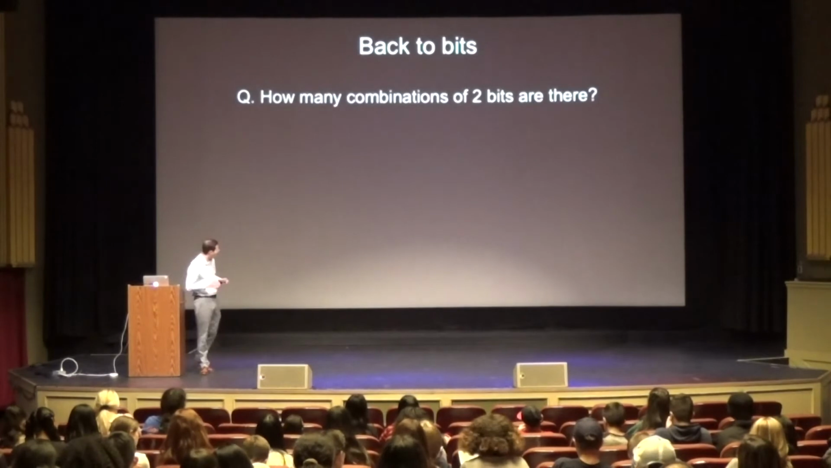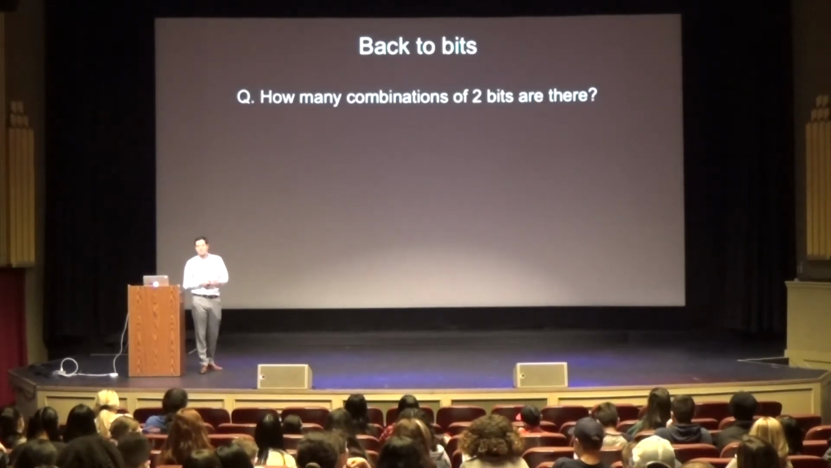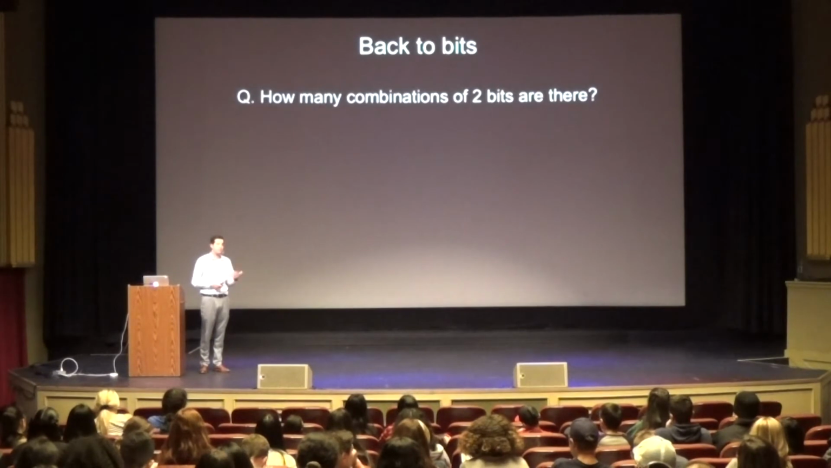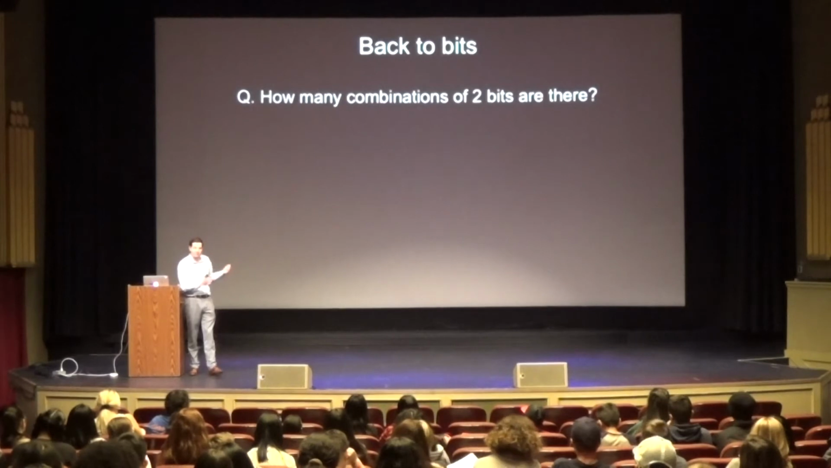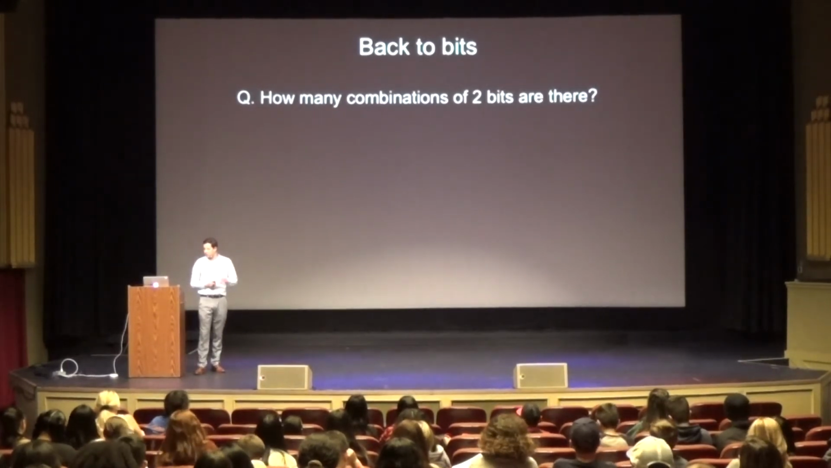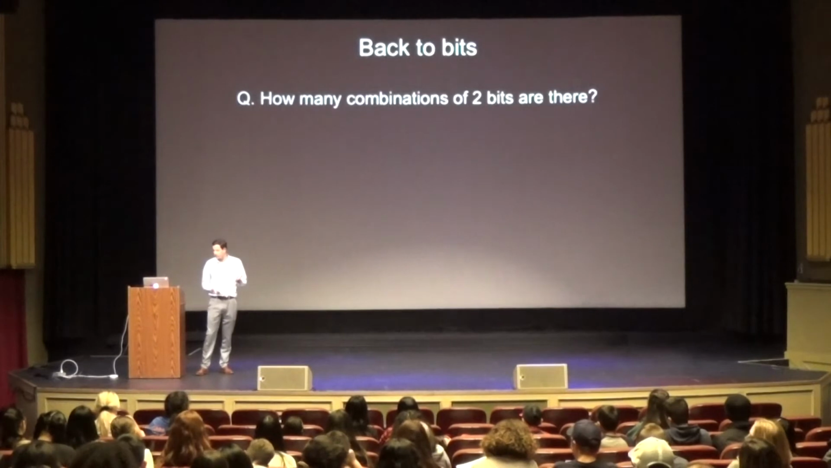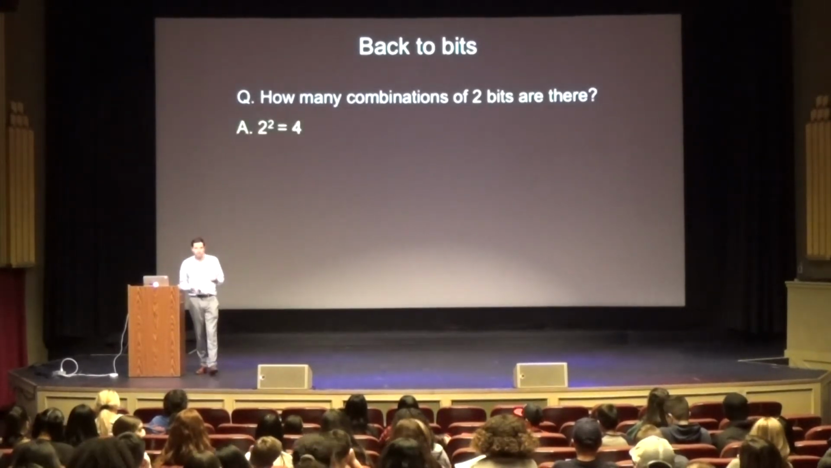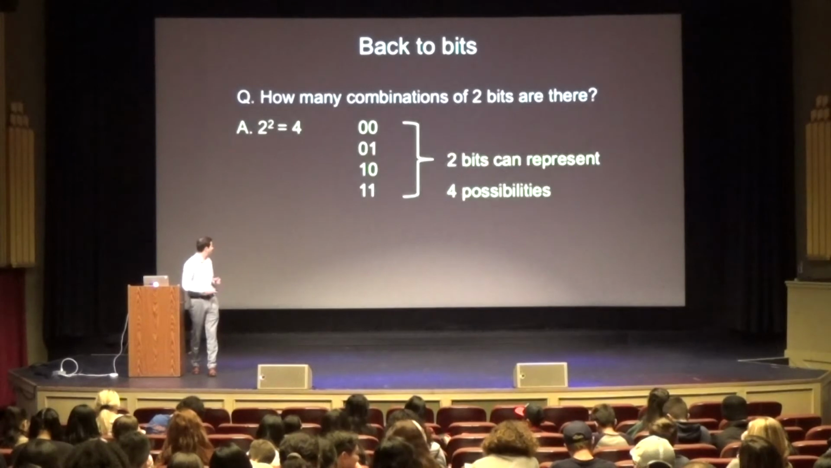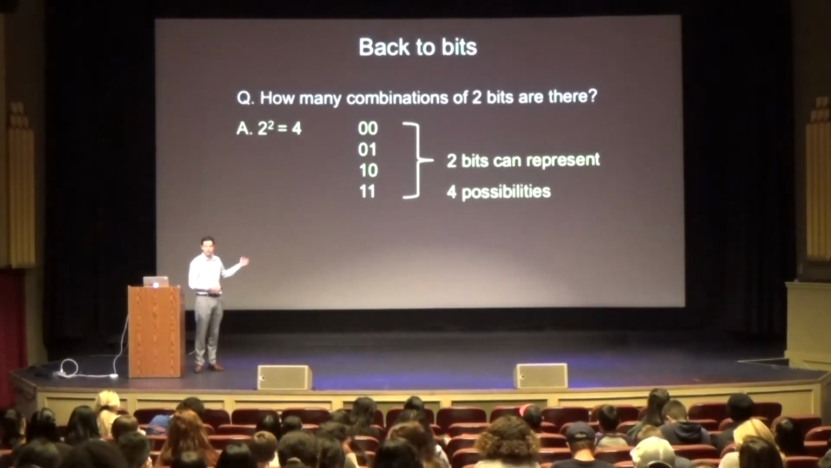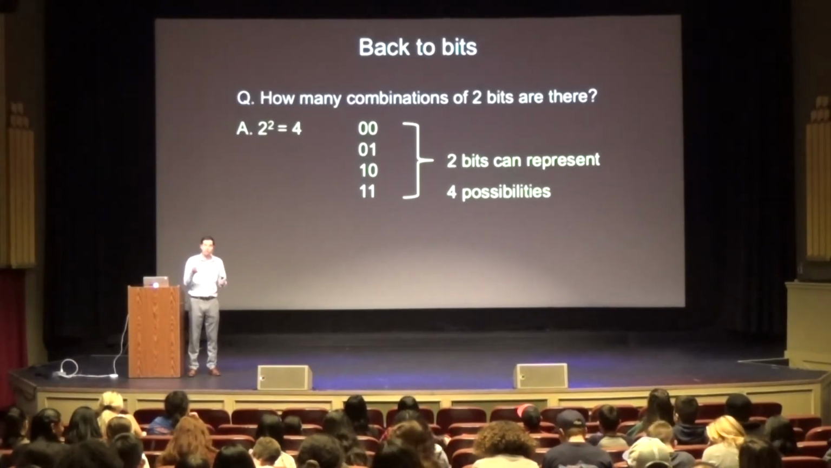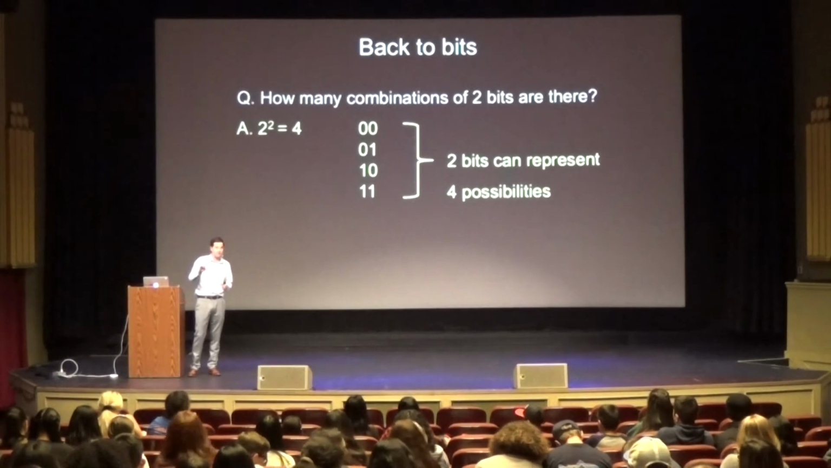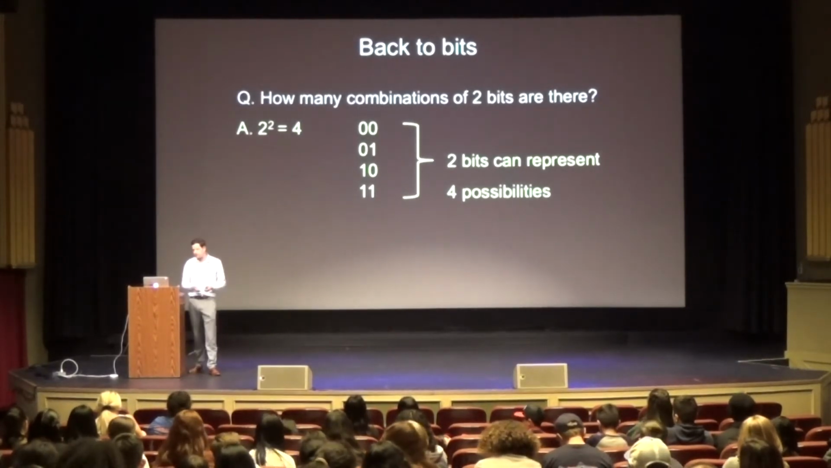Now, before we can go further, we have to go back to bits. And I want to ask a question. And that question is, how many combinations of 2 bits are there? Now, this seems like a very abstract question, but this is related to the question that we're actually interested in. So if you have 2 bits, how many combinations are there? The answer is 4. 2 to the second power, 2 times 2. And here they all are: 0 0, 0 1, 1 0, and 1 1. So 2 bits can represent 4 different possibilities. You get 4 unique labels that you can use to label 4 different things.